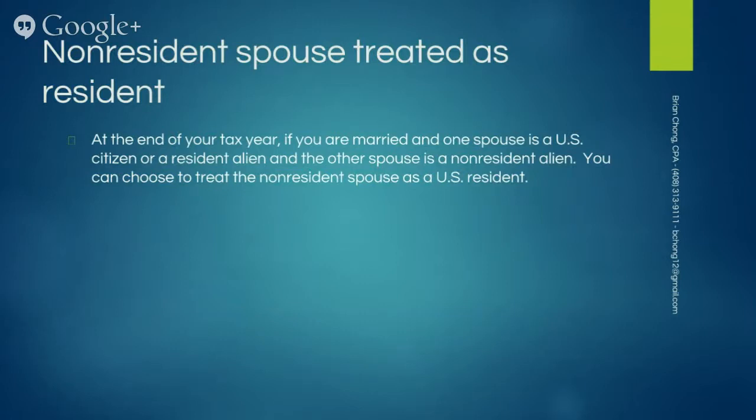So I know Jennifer was asking me earlier how the non-resident spouse gets treated. Let's say you're married and one person is either a U.S. citizen or a resident alien, and their spouse lives outside the U.S. In that situation, that U.S. citizen can treat their non-resident spouse as a U.S. resident and file married filing jointly on the regular 1040 form, even though their spouse lives in Asia or Europe, whatever.